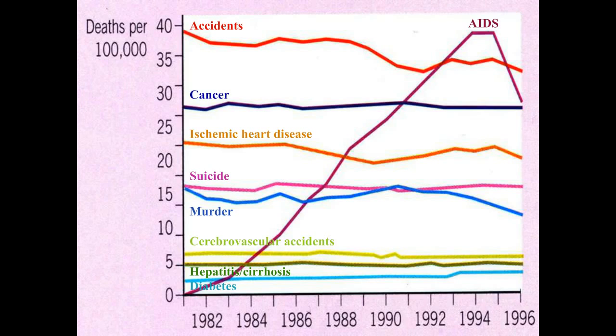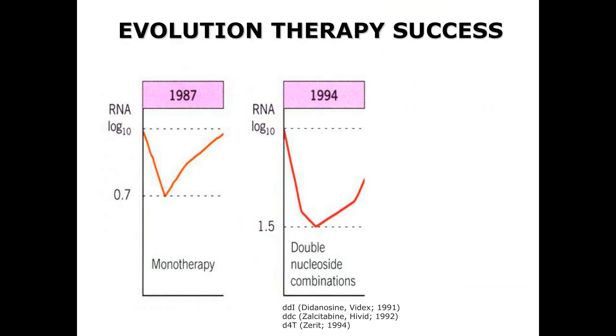And here you can see all the different reasons why people die, and the only curve that crosses all these lines since 1981 is AIDS, and it reached its pinnacle, in fact, in terms of mortality in 1994, 1995, and then soon after started declining.